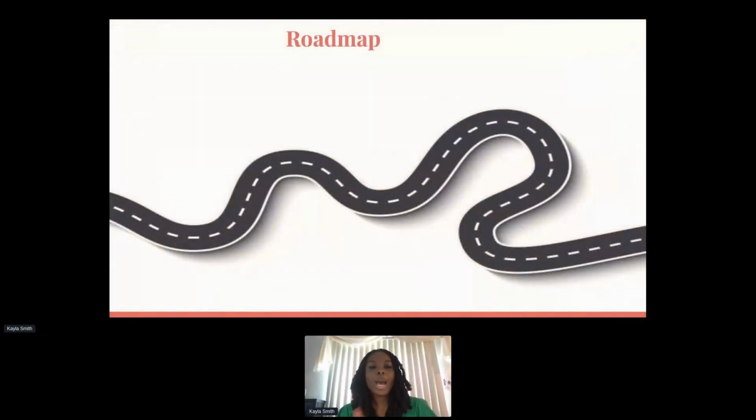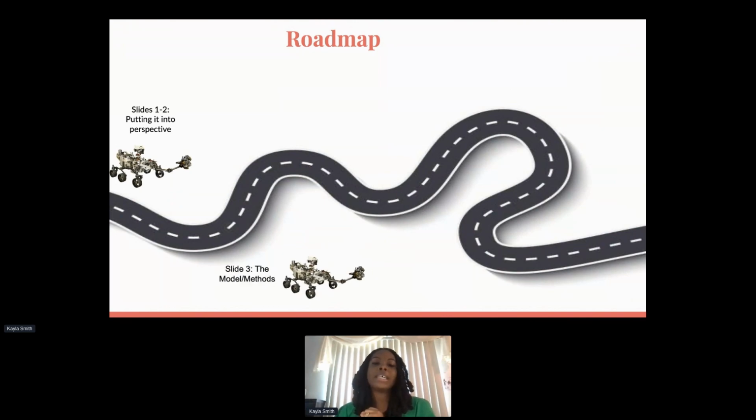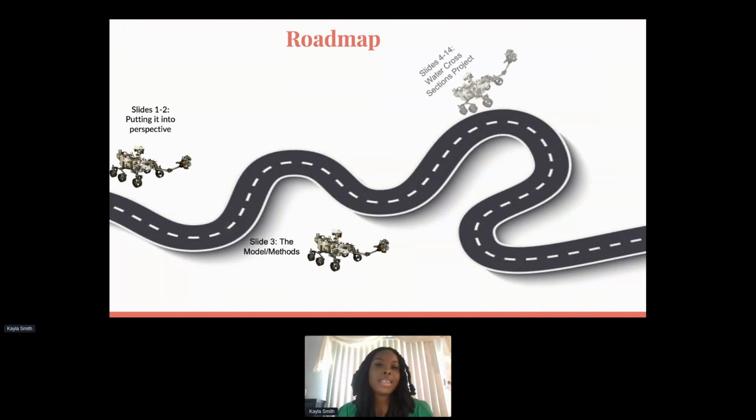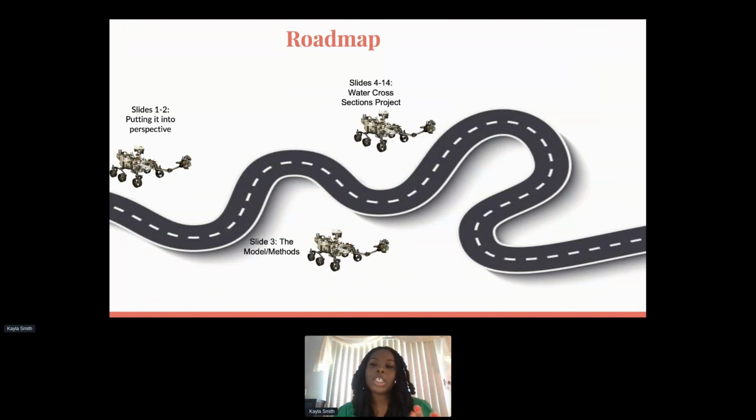Okay, so here's a little roadmap about what we're going to go through in this presentation. We're going to put everything into perspective. Then I'm going to explain the model/methods, and then I'm actually going to explain the project, and then I'm going to end with my thank you and acknowledgements.